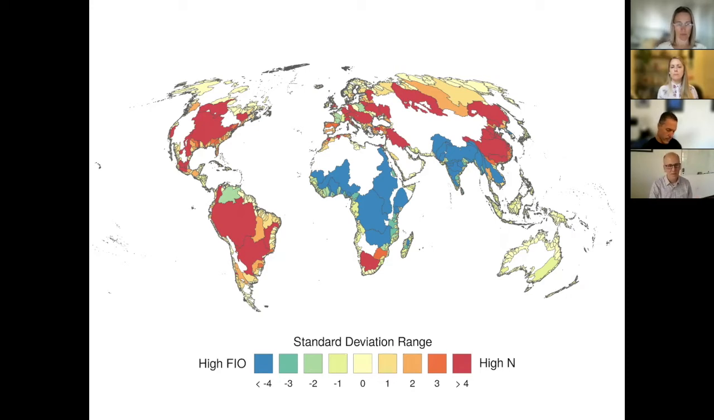And where, like in the blue areas, you have really high fecal indicator organism input, but much lower nitrogen. These are places where sewage systems are a good strategy for dealing with wastewater because it's not as much of a concern around nitrogen, but there is a big concern around pathogen input.